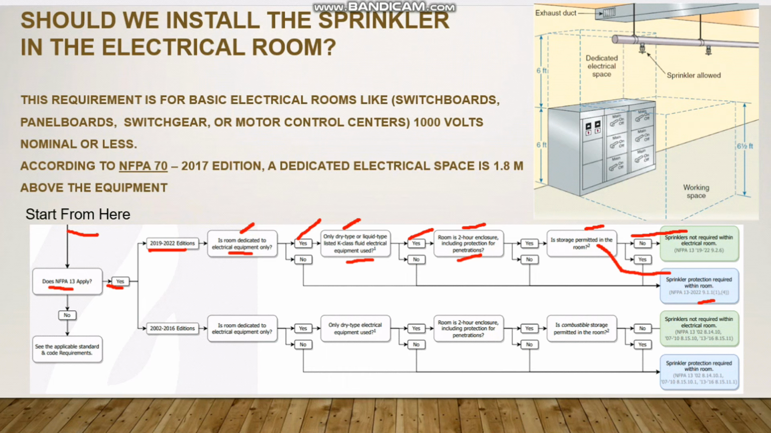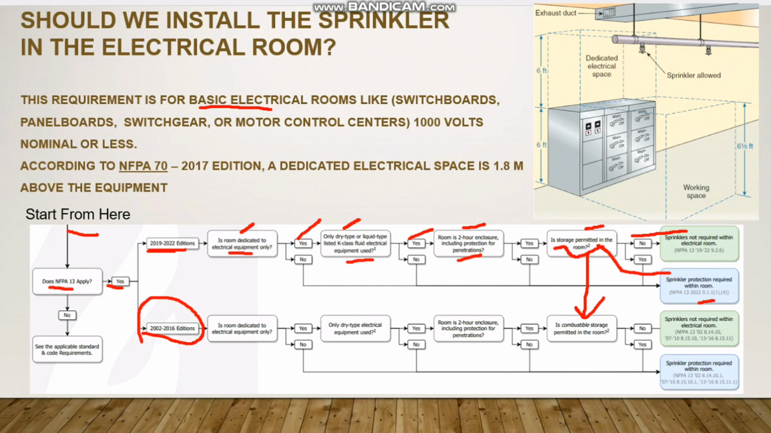Okay, so coming to the next one, if this is the 2019-2022 edition, before that, the 2002 to 16 edition, there was one difference. You can see here, is storage permitted in the room or not? But coming to this one, is combustible storage permitted in the room or not? So earlier it was combustible storage. Now from the 2019 edition onwards, that combustible word is removed and it becomes only: is storage permitted in the room or not? If there is any kind of storage, then surely we have to provide the sprinkler system.